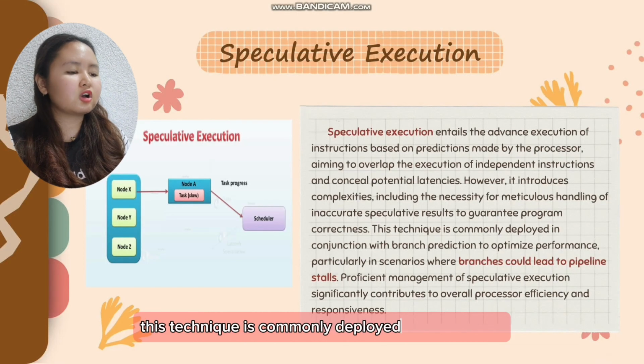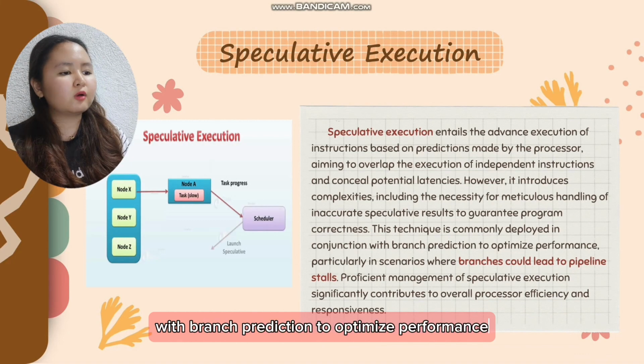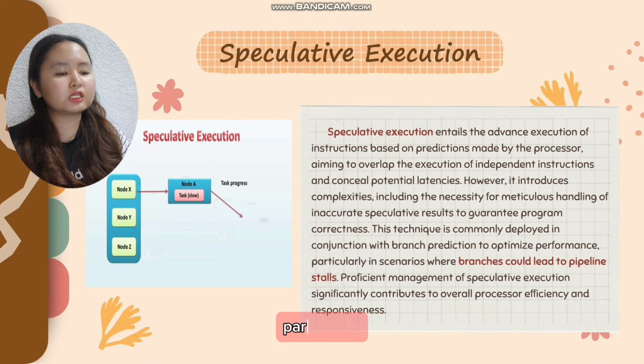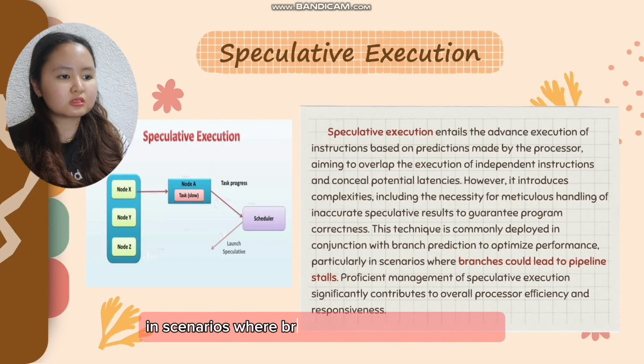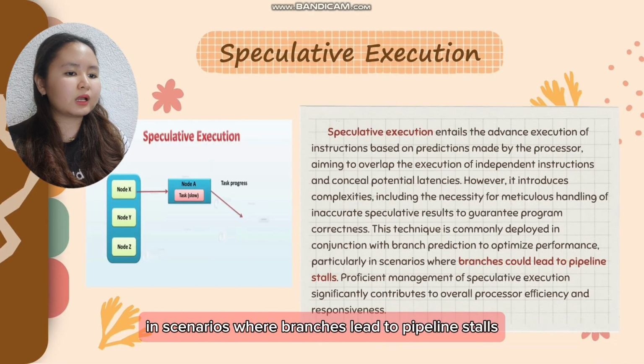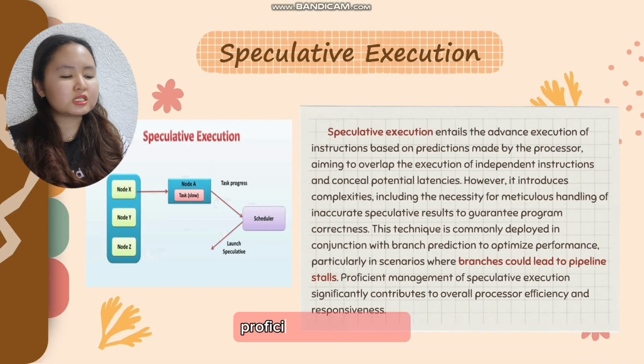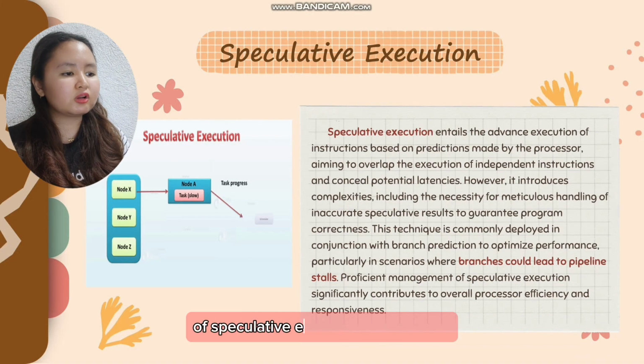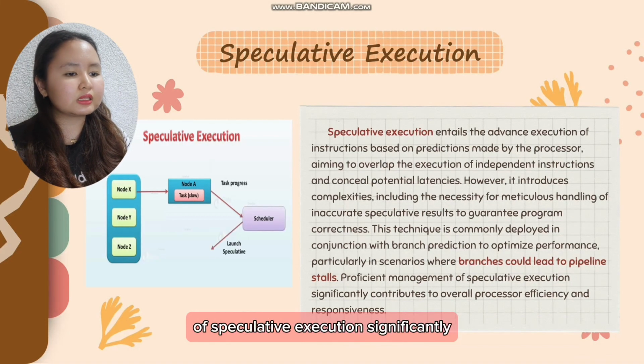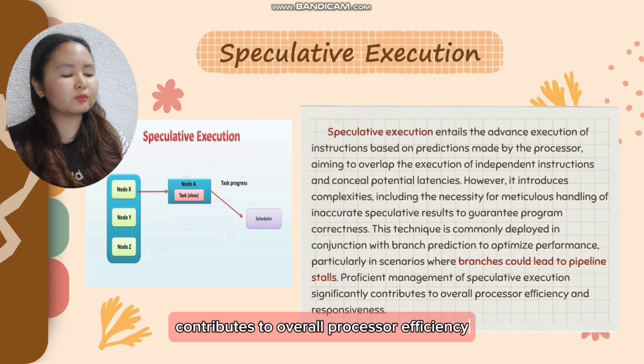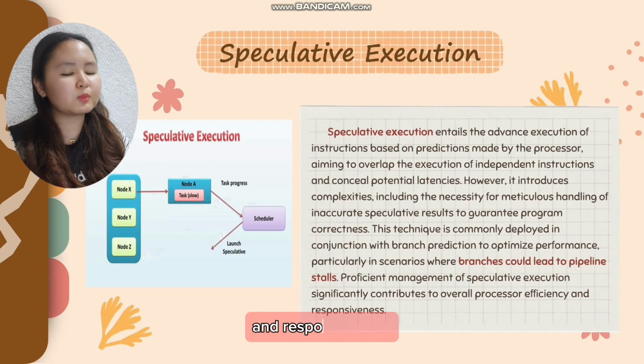This technique is commonly deployed in conjunction with branch prediction to optimize performance, particularly in scenarios where branches lead to pipeline stalls. Proficient management of speculative execution significantly contributes to overall processor efficiency and responsiveness.